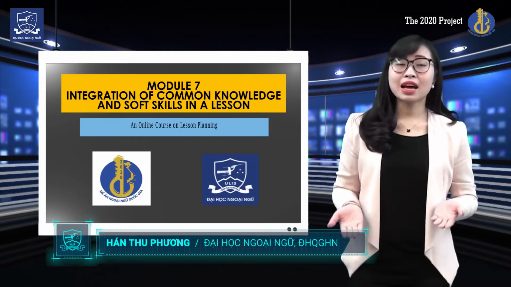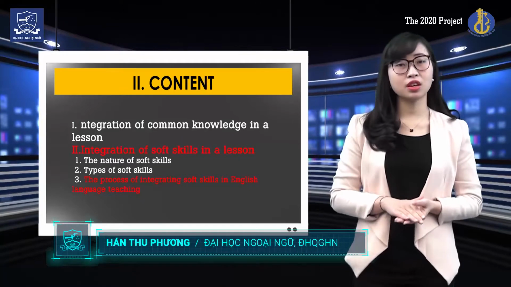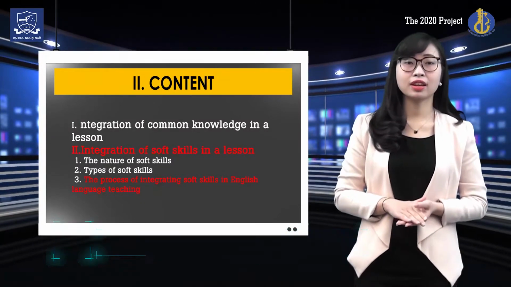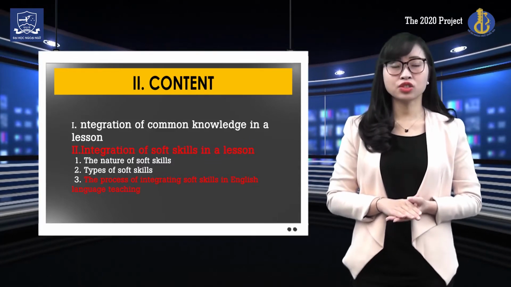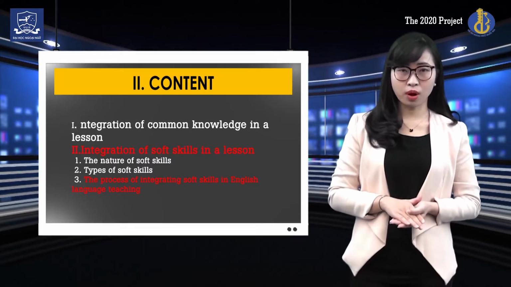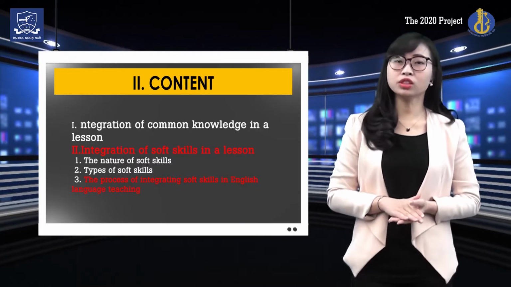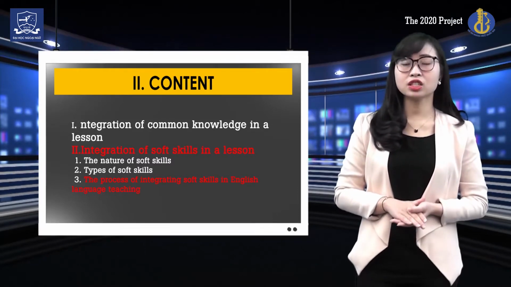Alright, this is the last mini lecture of Module 7. We have discussed the integration of common knowledge in a lesson in the first mini lecture, and the nature as well as the types of soft skills in the previous one. Now, we will continue with the process of integrating soft skills in English language teaching.